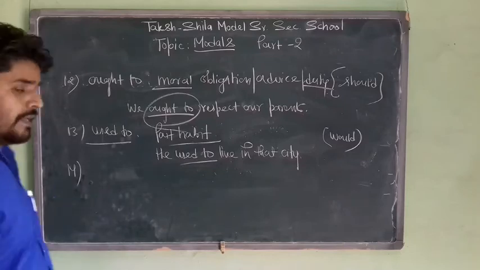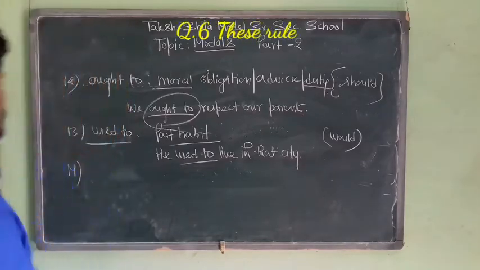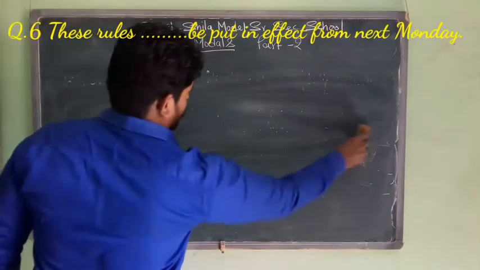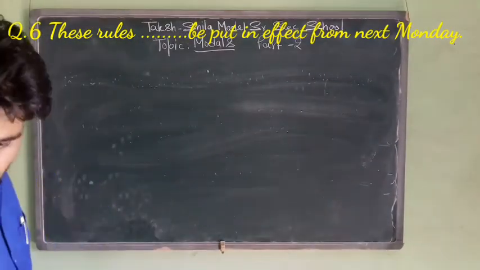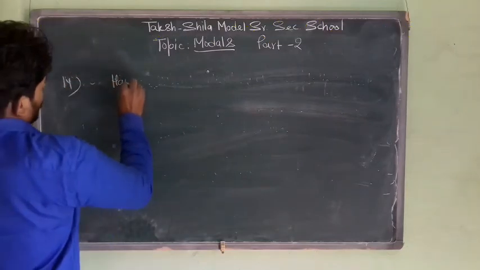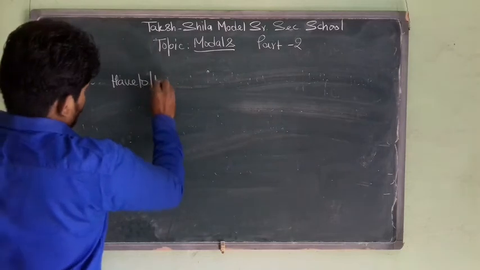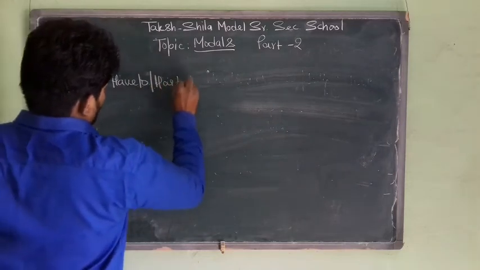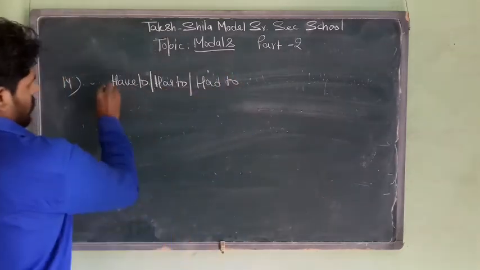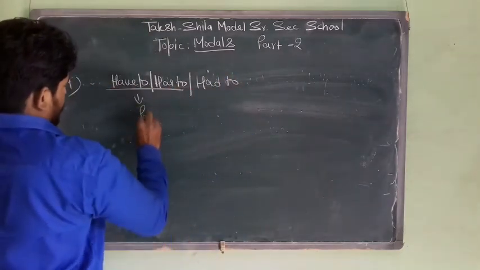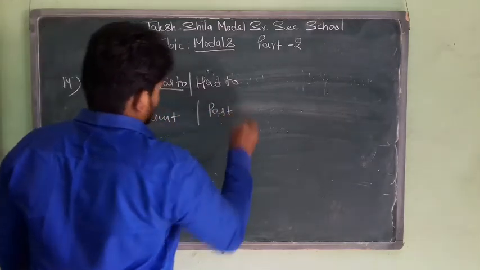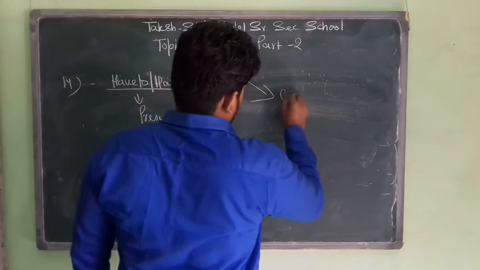Now we have the last use, the last use number 14. Has to, have to, has to and had to. Has to and have to are used in present tense, and had to is used in past, and they are used to express what? Compulsion.